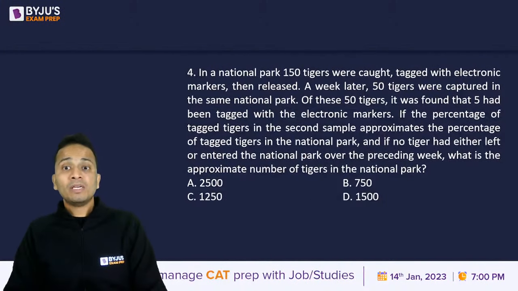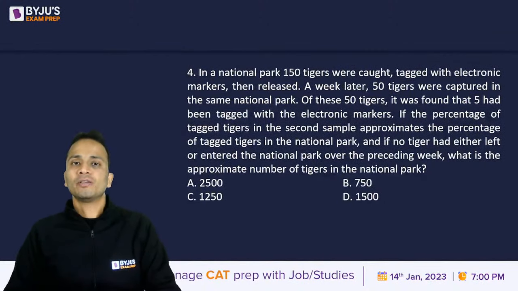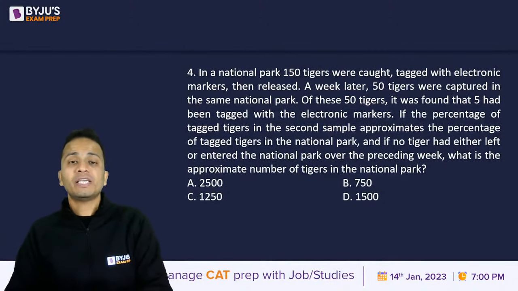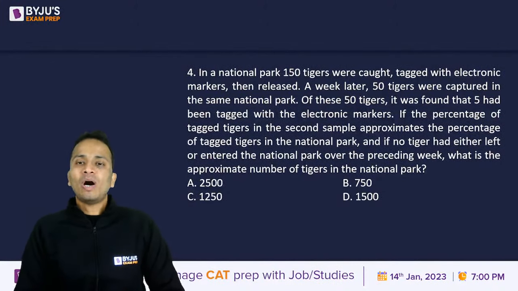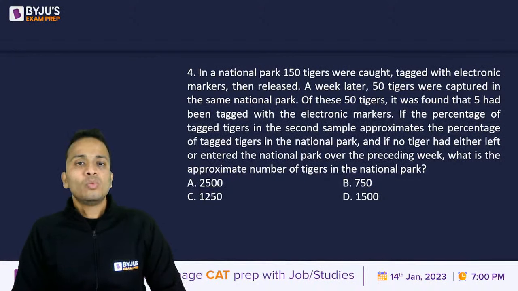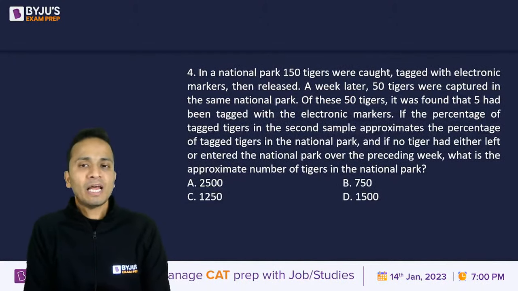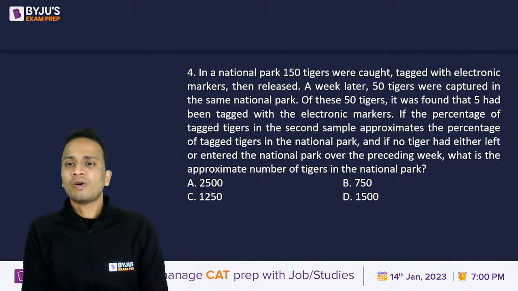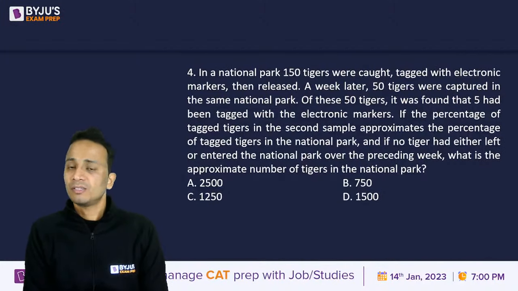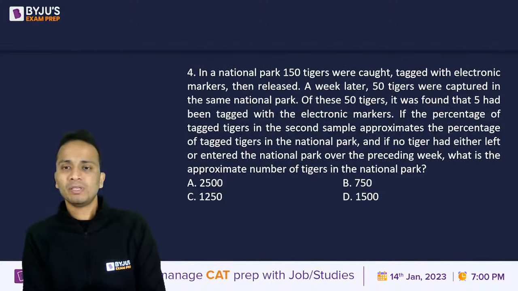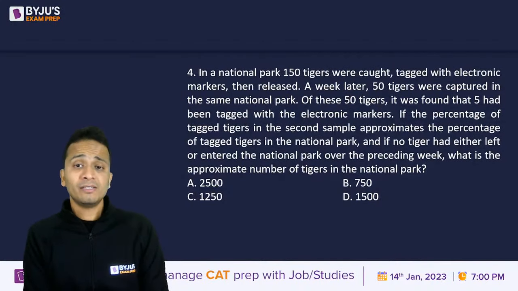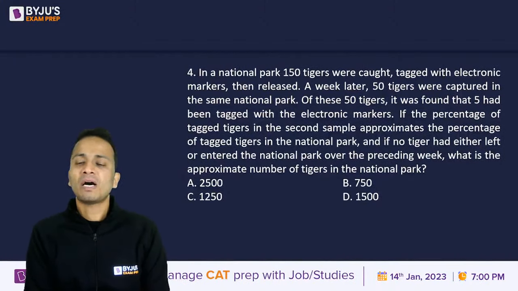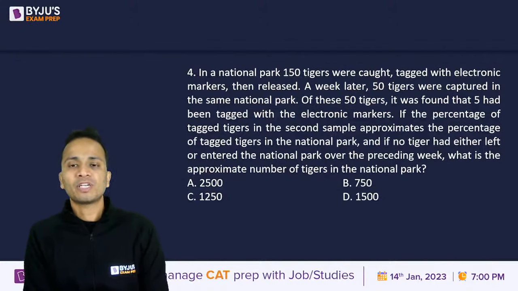Next question, number 4, slightly lengthy but again an easy question. Bahut easy question hai, so try not to commit mistake in this one. In a national park, 150 tigers were caught, tagged with electric markers and then released. A week later, 50 tigers were captured in the same national park. Of these 50 tigers, it was found that 5 had been tagged with the electronic markers. Earlier, already they were tagged. If the percentage of tagged tigers in the second sample approximates the percentage of tagged tigers in the national park, and if no tiger had either left or entered the national park over the preceding week, then what is the approximate number of tigers in the national park?